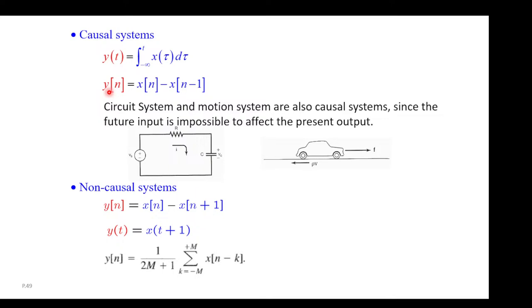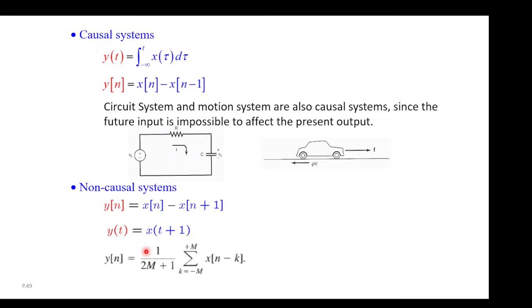But you can also have a non-causal system if your y of n depends on some n in the future. For example, if you are taking a difference to the future, then this is a non-causal system because x of n plus 1 will affect your y of n. Similarly, y of t equals x of t plus 1 is non-causal because obviously it depends on the future. Another example is the smoother. Sometimes you want to smooth your functions, so your output y of n is some average of x of n plus or minus some range m. This is also non-causal because it depends on some positive, I guess negative k here, so this system goes into the future a little more too.